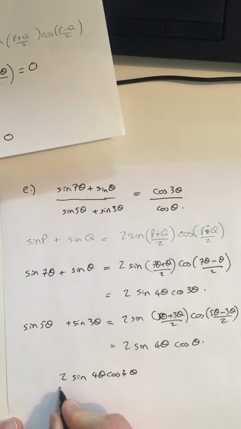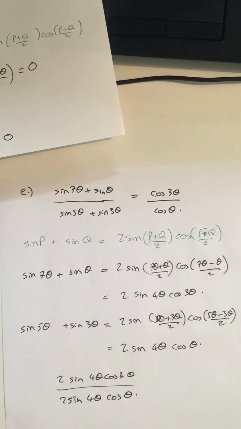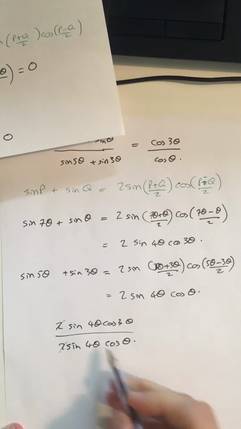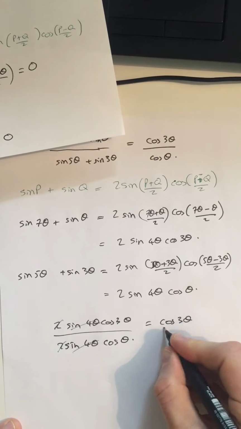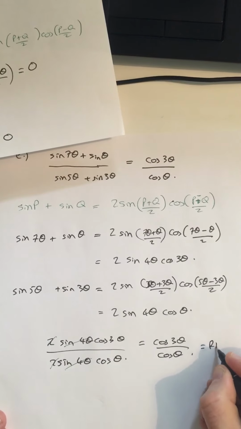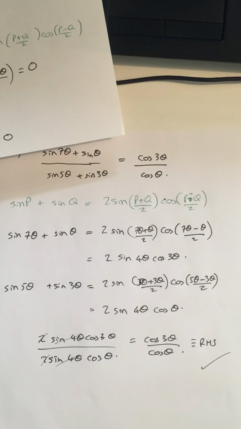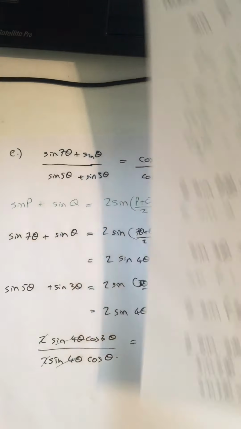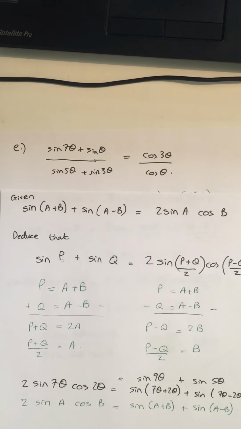I've considered them both separately, and I'm now considering them together as in the left hand side of the original question. We can see clearly now, hopefully, the 2's cancel, the sine 4 thetas cancel, and we just get left with cos 3 theta over cos theta, which was what we needed to prove. So the left hand side is equivalent to the right hand side, and we've finished our proof. There we go, that is how we can answer those types of questions. It's all about constantly coming back and referring to the formulae that we proved in parts A and B.